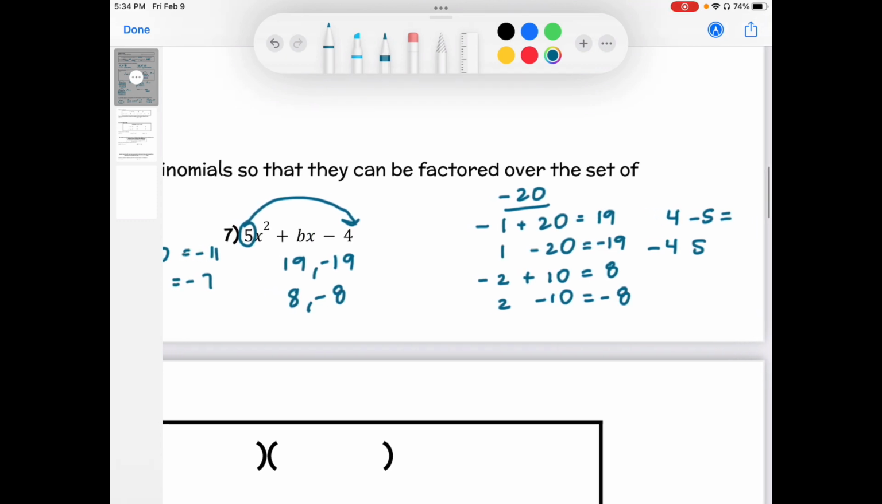4 minus 5 would give us negative 1. And 4 plus 5 would give us positive 1. So we have 6 possible answers to this question.